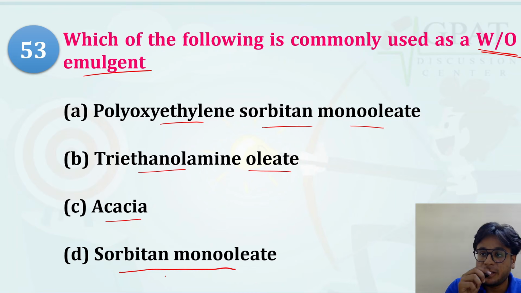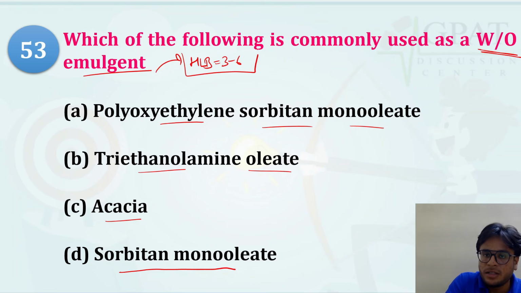Yes, for the water in oil type of emulsion, it should be of what nature? It should be of lipophilic nature. So which HLB value should it have? The HLB value of it should lie in a range of 3 to 6. Yes, for that particular water in oil type of emulsion, that is going to be lipophilic in nature.